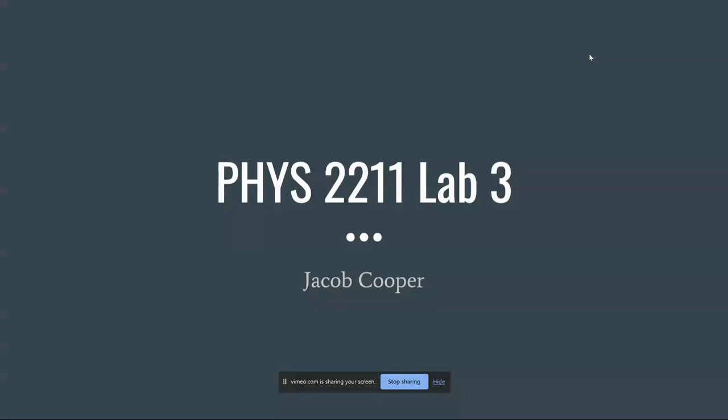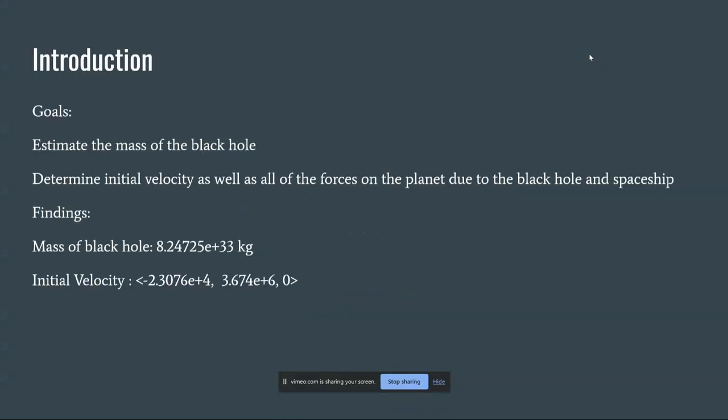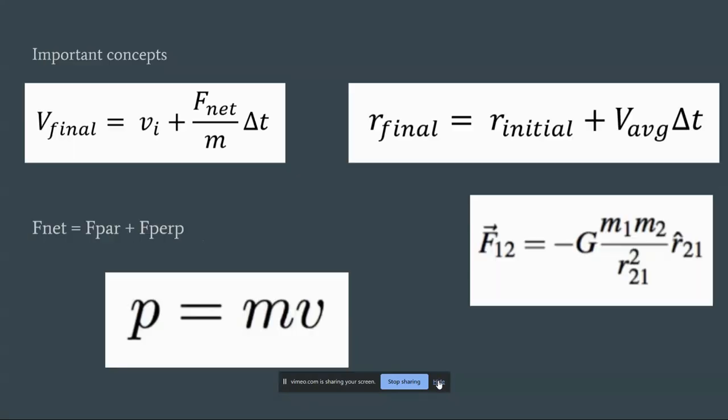This is my Physics 2211 Lab 3 at Georgia Tech. A little bit of background here: we have a star that's orbiting a black hole of an unknown mass, but we do have the mass of the star. So we're trying to estimate the mass of the black hole. And then in part two, we're trying to determine the initial velocity as well as the forces on the planet due to the black hole and the spaceship. Our findings: here's our estimated mass of the black hole, and then here's our initial velocity.